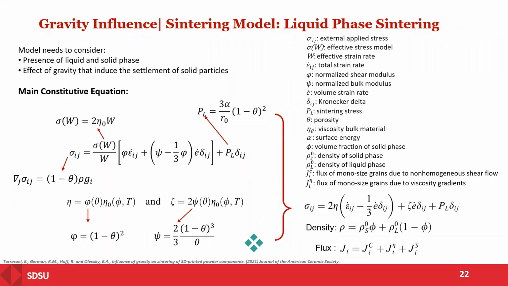Plus, the last part, we have to consider the flux, because when we have this liquid, the solid particles that remain might be subjected to settlement due to gravity. So we have to consider the flux that induces this variation of the composition of our material in the vertical direction. Here is the concentration, so if we have some inhomogeneity of concentration, it can introduce some fluxes. Here also variation of viscosity can induce this movement of the solid phase in the liquid phase. And here is the sediment, the direct influence that derives from gravity. So with this main constitutive equation embedded in a finite element method software, we can describe how our material evolves and deforms during the sintering process.